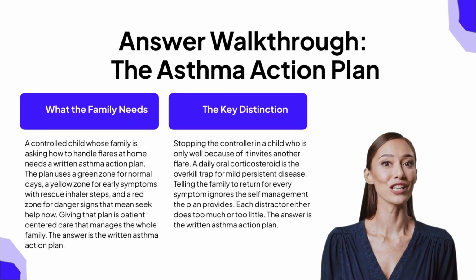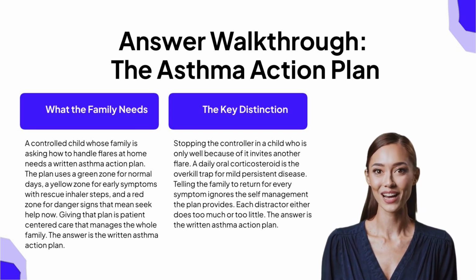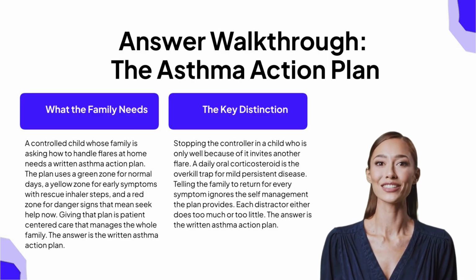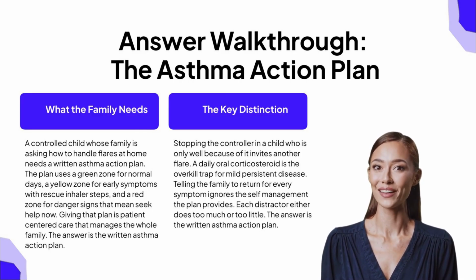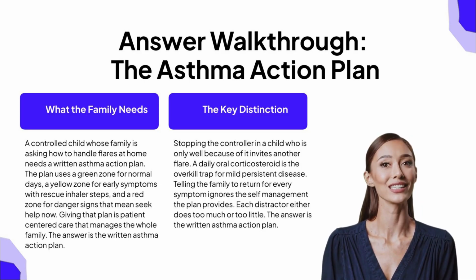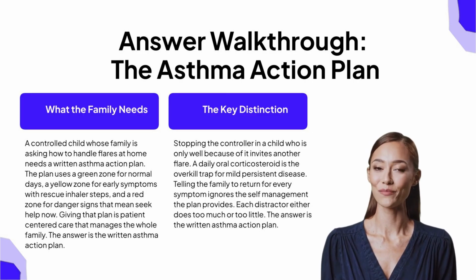First, think about what the family actually needs. A controlled child whose mother is asking how to handle flares at home needs a written asthma action plan. That plan uses a green zone for normal days, a yellow zone for early symptoms with clear rescue inhaler steps, and a red zone for danger signs that mean get help now. Handing over that plan is patient-centered care that supports the whole family, so that is our answer.